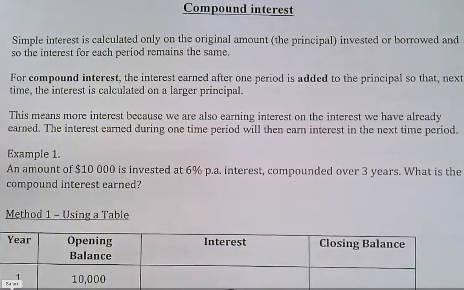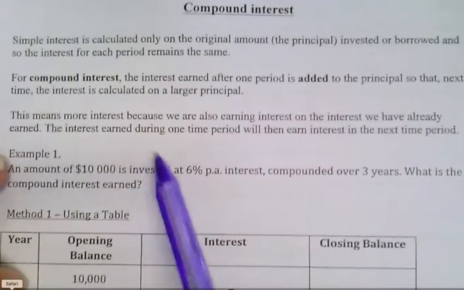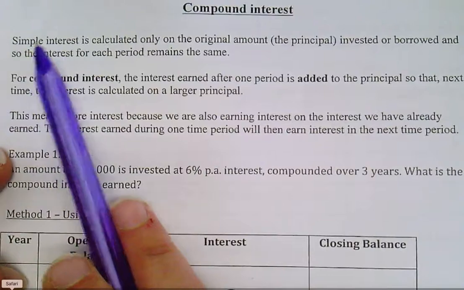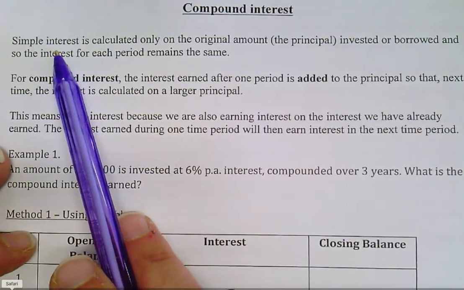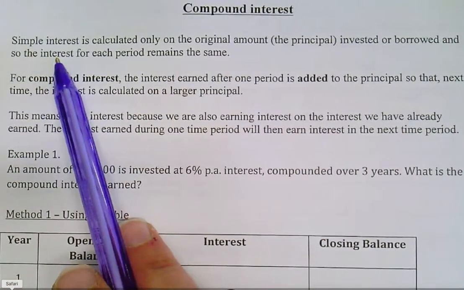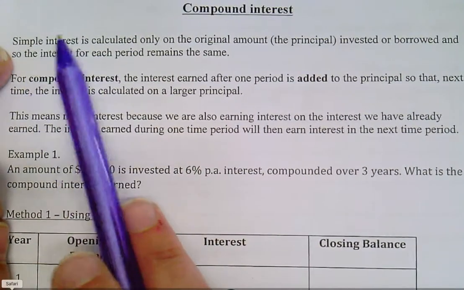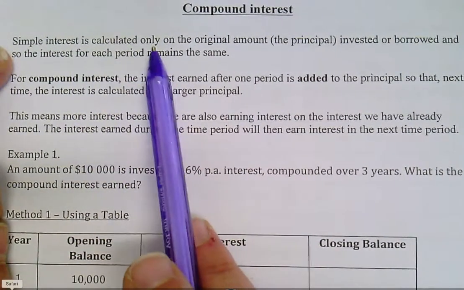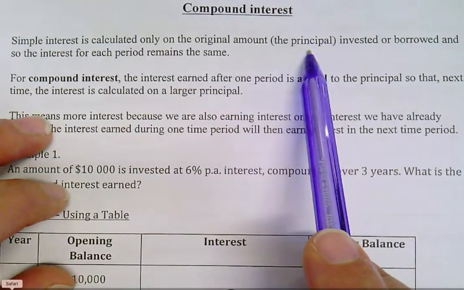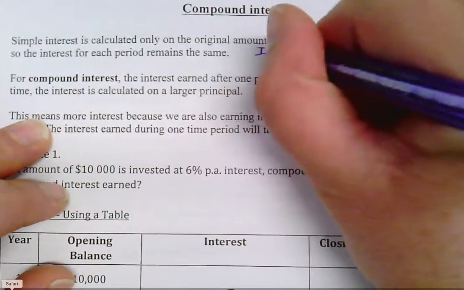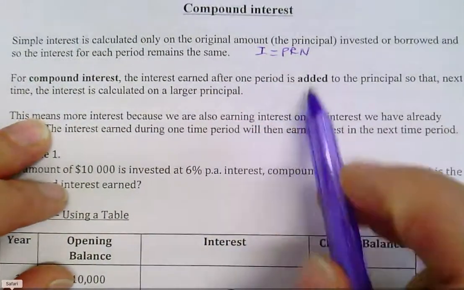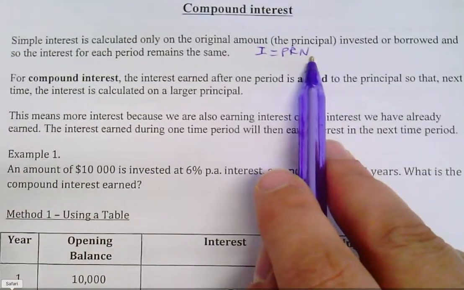Okay, we're now looking at compound interest. Previously, we've been looking at simple interest. Simple interest uses the formula I equals PRN, where P is the principal, R is the rate, and N is the number of periods.